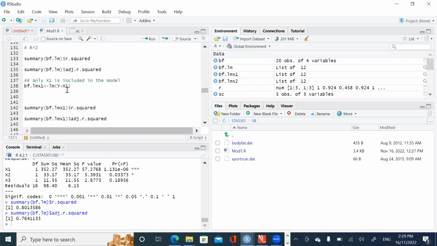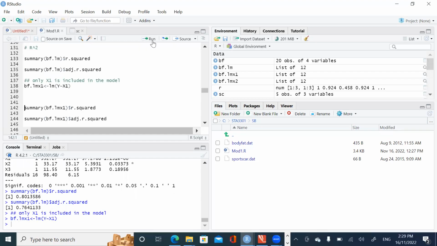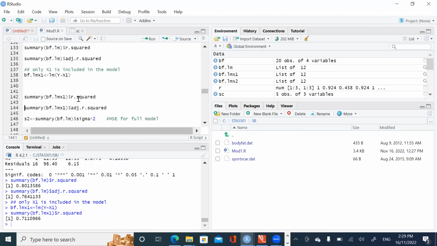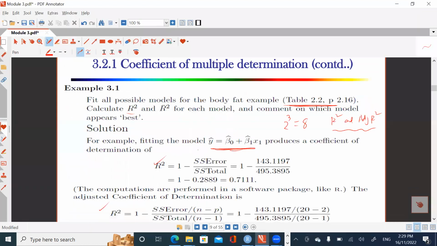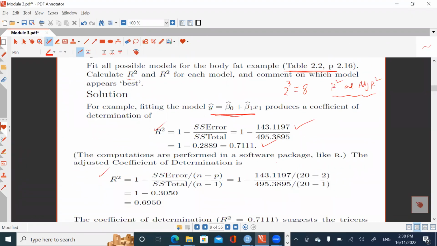Now if we include only the x1 variable, the new model is bf.lm with x1. That means we only include the x1 variable here. The R square is 0.71, and the adjusted R square here is 0.69. So if I go back here, look at 0.71, you can use the formula and you will get the same thing, or you can directly use R, and the adjusted R square is 0.69.